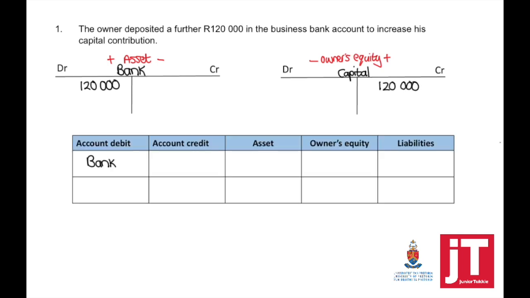The second part of this question is identifying the account debited, account credited, assets, owner's equity, liabilities. As you can see, bank is debited, account credited, capital, assets plus 120,000, owner's equity plus 120,000. Can you see how the T account assists you in completing the accounting equation?